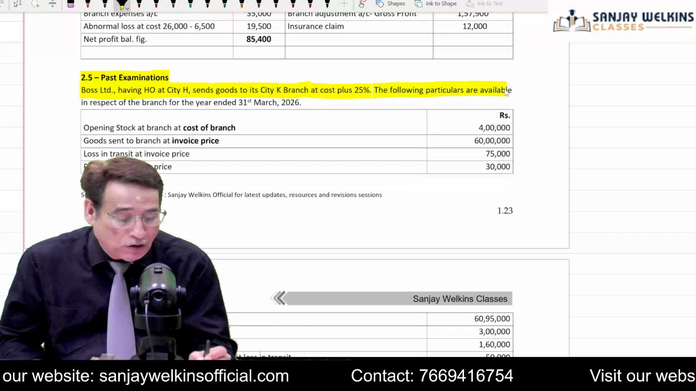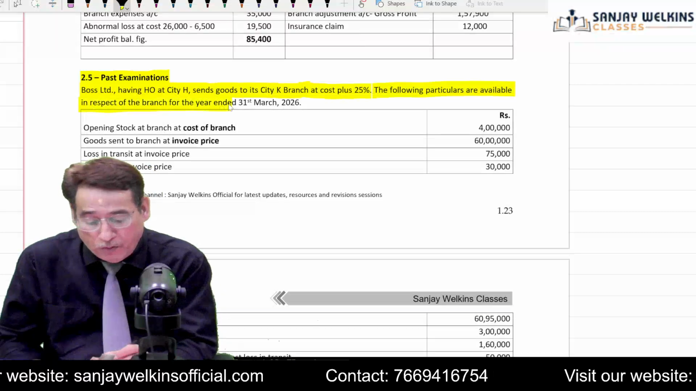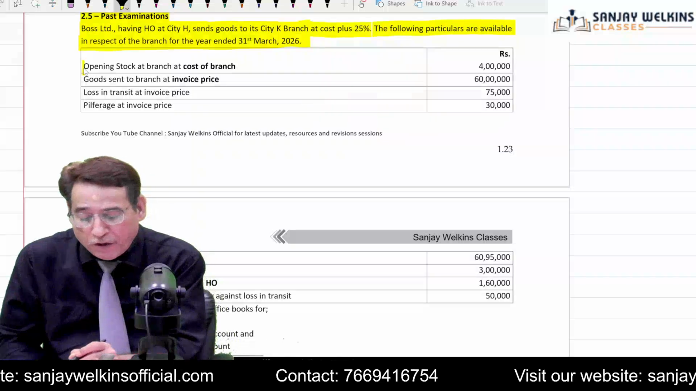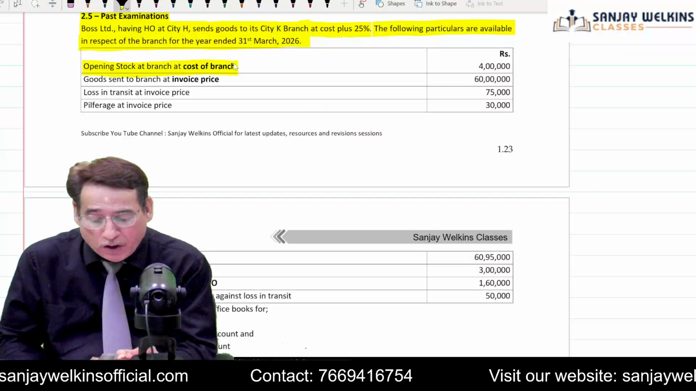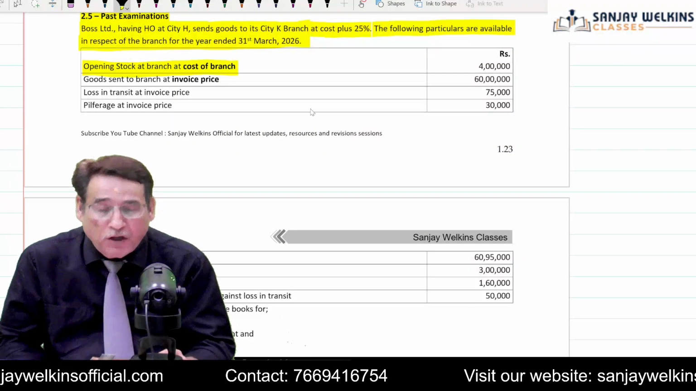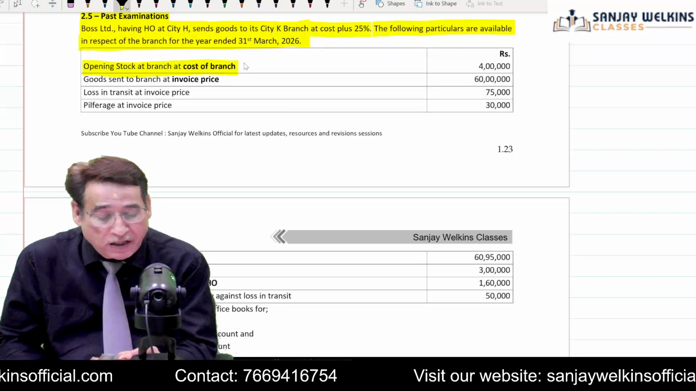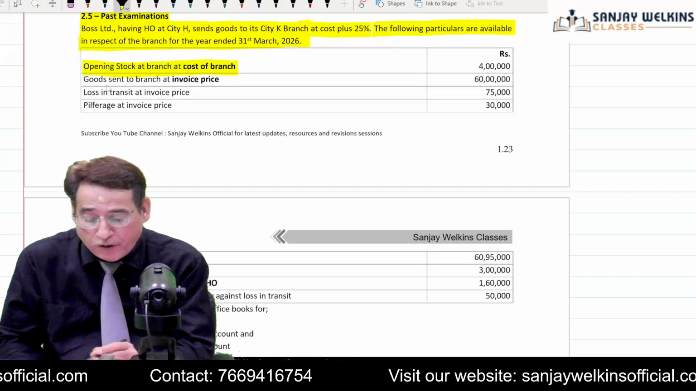Now, in this question, the following particulars are given to you for the year ended 31st of March 2026. The very first line is quite important: opening stock at branch at cost to branch. Let me know whether it is given at invoice price or at cost price. It is at invoice price because cost to branch is written.